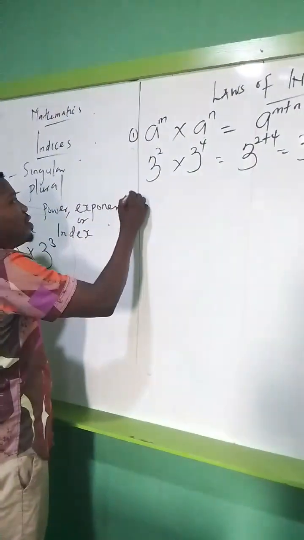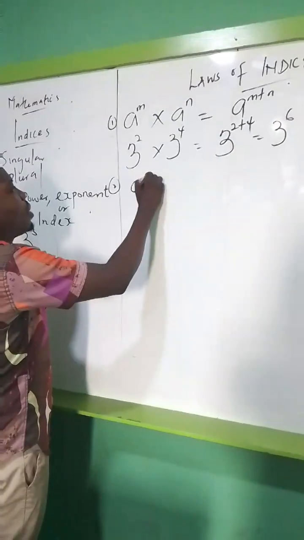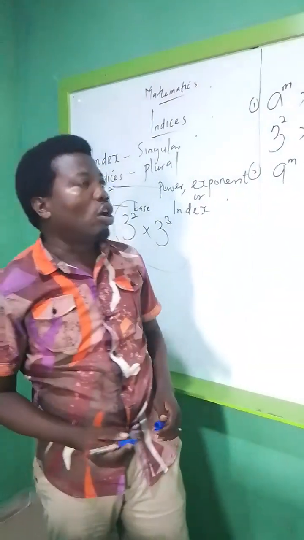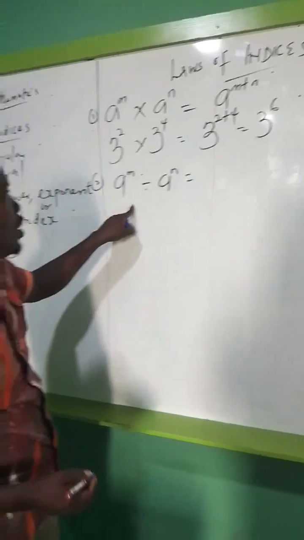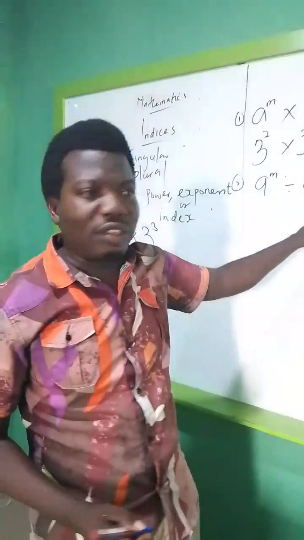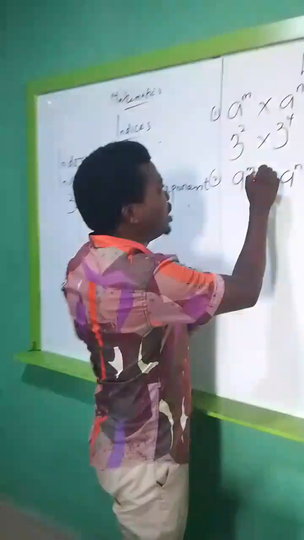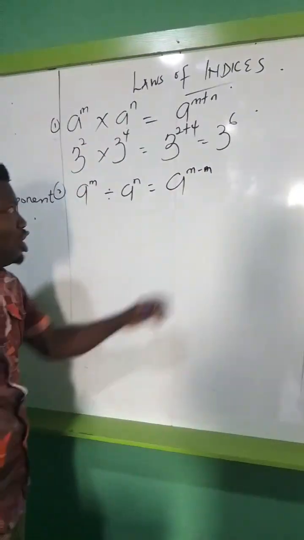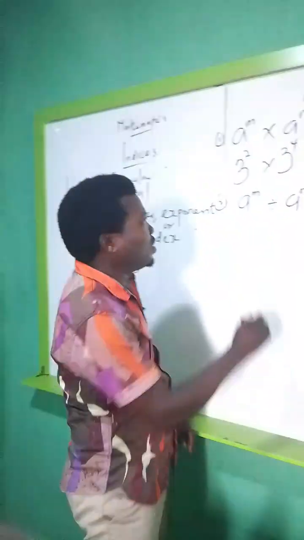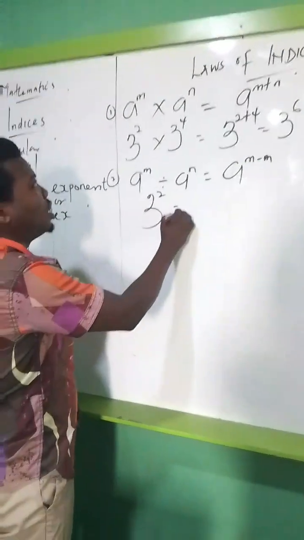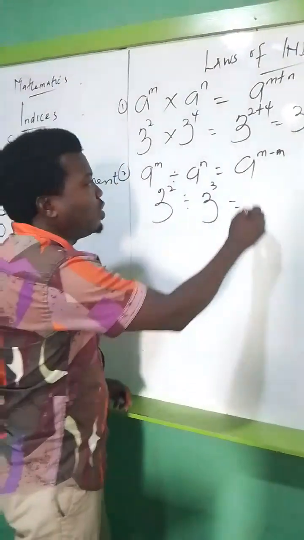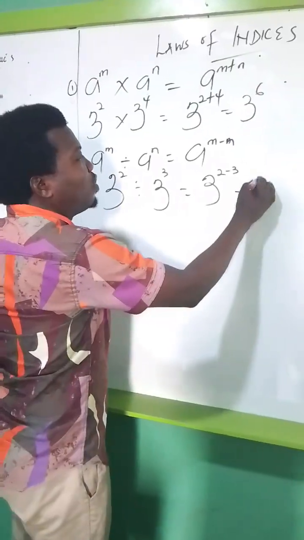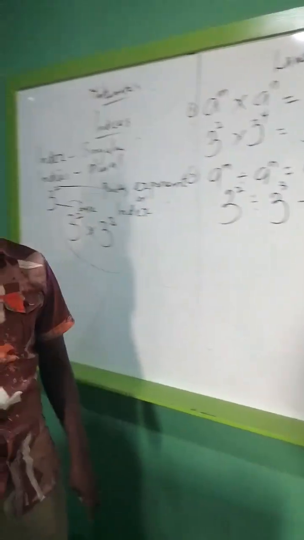That's the first law. The second law, we have a raised to the power of n divided by a raised to the power of n. I can call that the division law. What the law says is, in as much as they have equal base and division is in between them, what you will do to the base, not to the powers, is you subtract the powers. Take for example, 3 raised to the power of 2 divided by 3 raised to the power of 3. That will give us, pick one of the base, 3, 2 minus 3. That will give us 3 raised to the power minus 1.